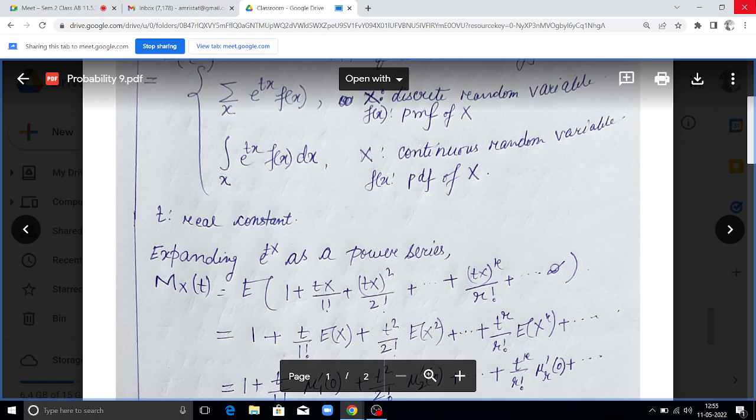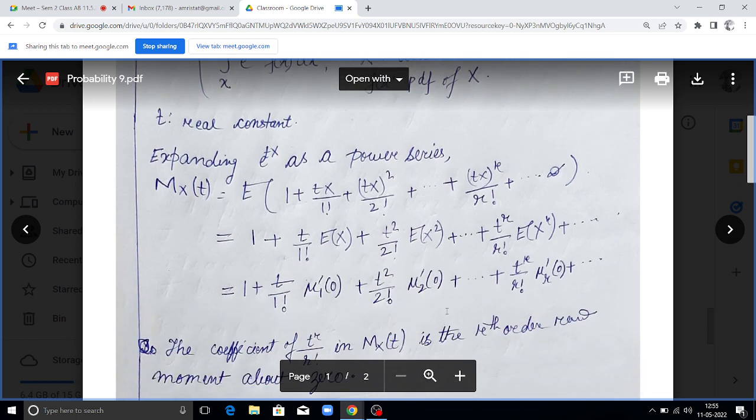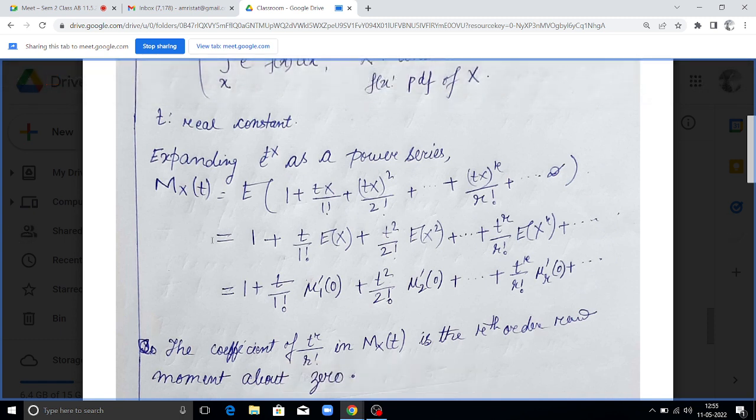Now t is a constant, it will move out of the expectation. 1 factorial is a constant, it will move out of the expectation. So the second term will have only expectation of x. Similarly, the third term, the fourth term, everything will have within expectation the terms involving x, and the other terms being constants will move out of the expectation. The r plus 1th general term of the second line is t to the power r by r factorial expectation of x to the power r.